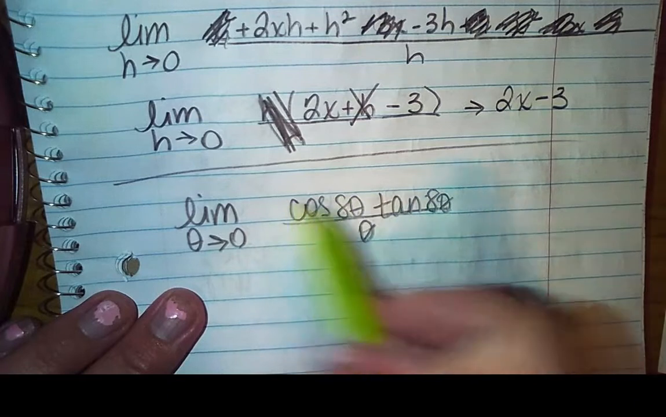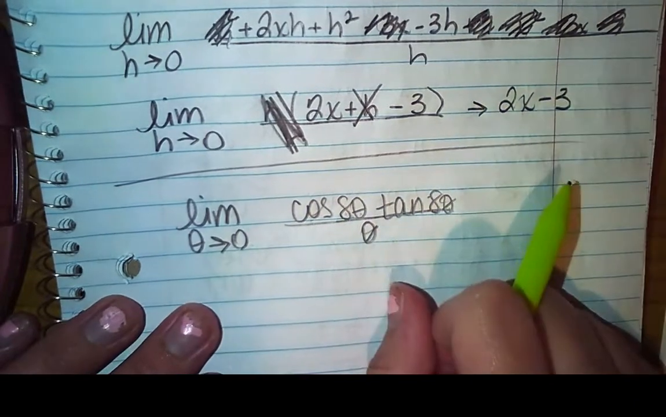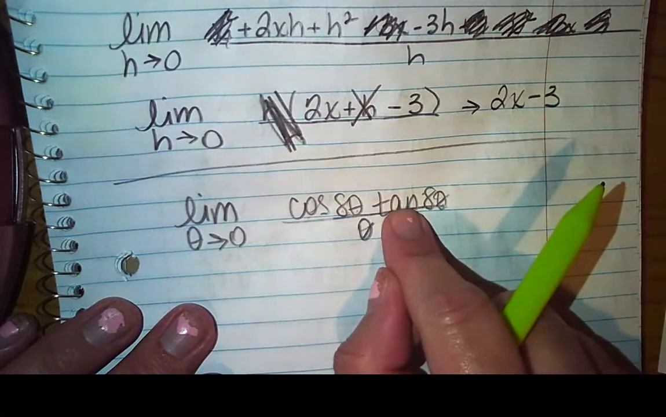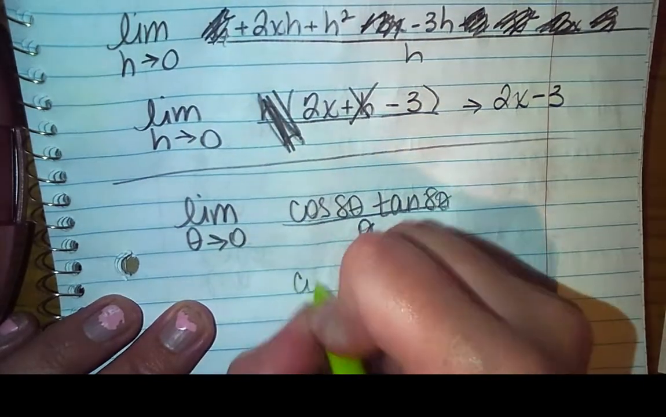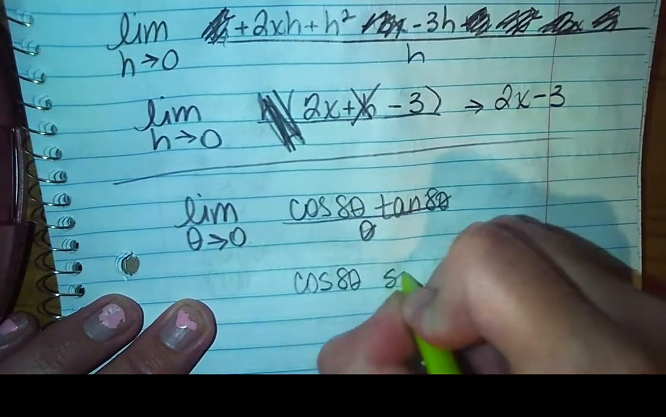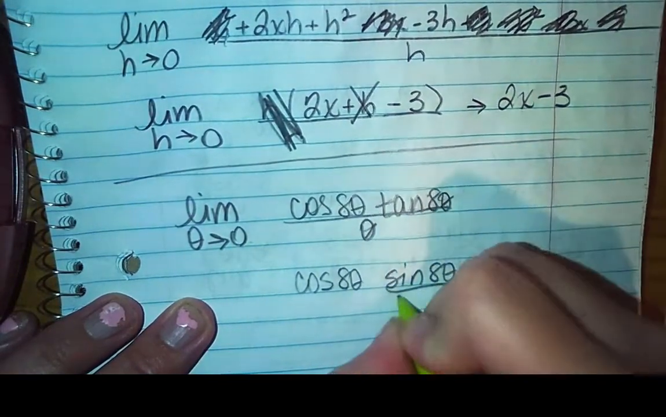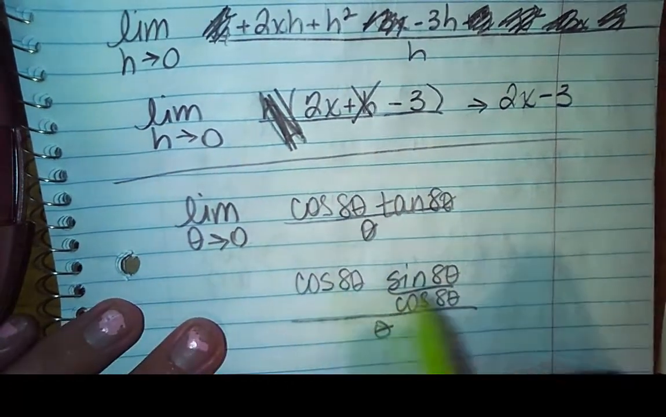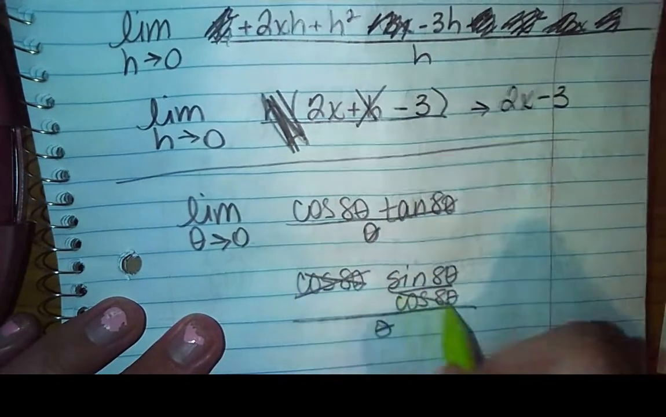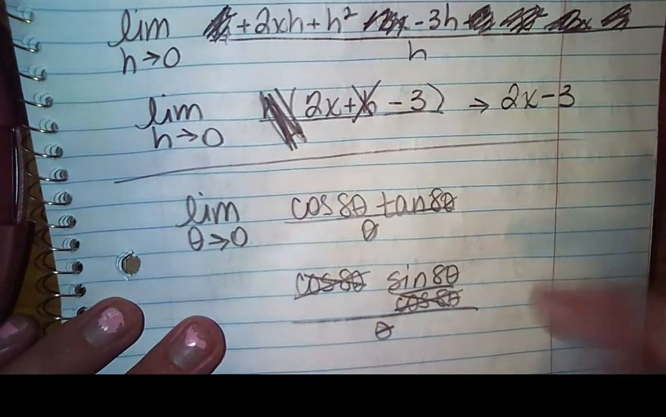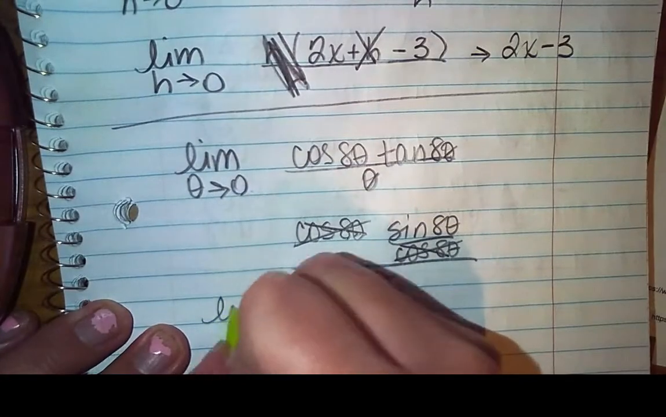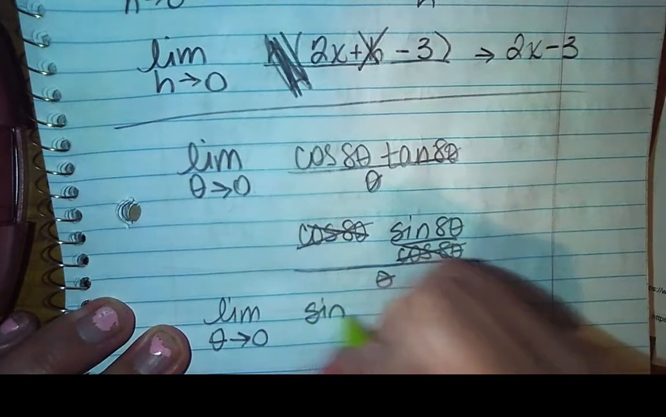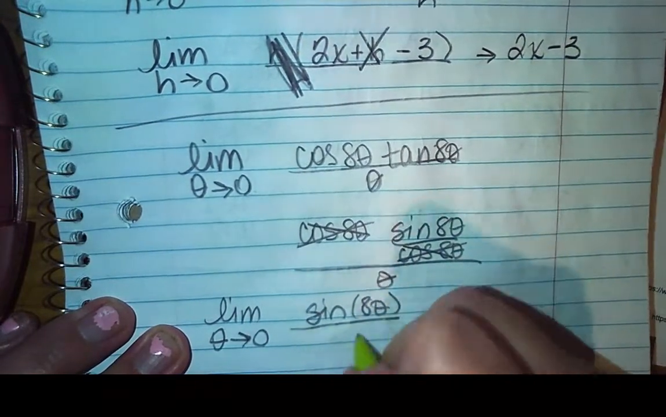So I have 0 over 0. So what's something I know how to do? Well, there's no reducing to be done until I remember that tangent is the same thing as sine over cosine. So I have sine over cosine all over theta. Well, what is any number divided by itself? It's 1. And now look at this lovely thing that just popped up. You're going to have the limit as theta approaches 0 of the sine of 8 theta over theta.